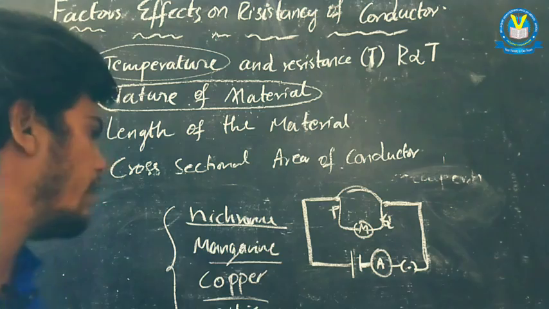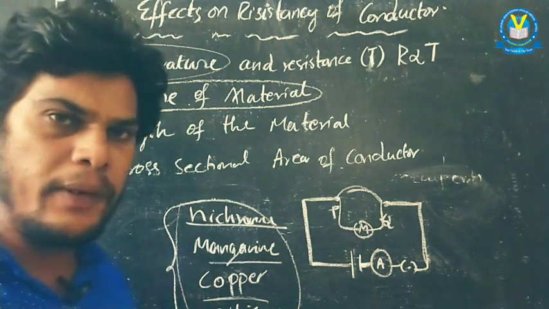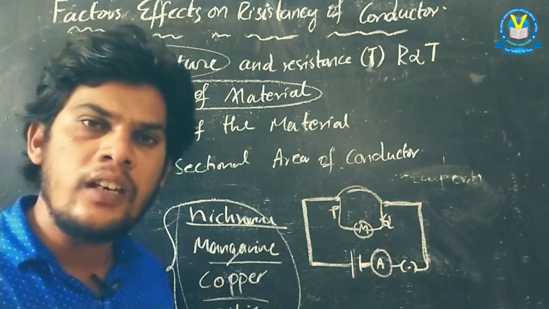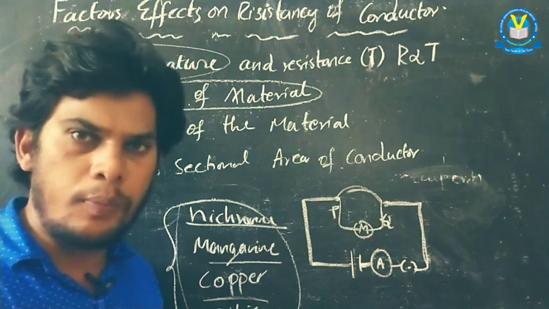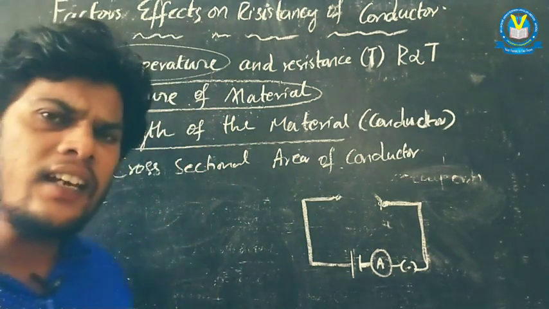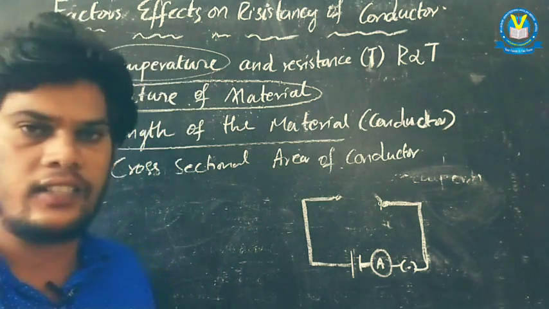The resistance of any conductor depends on its nature. This activity makes it clear that resistance depends upon the nature of the material. The third one, the length of the conductor, also influences the resistance of any conductor.